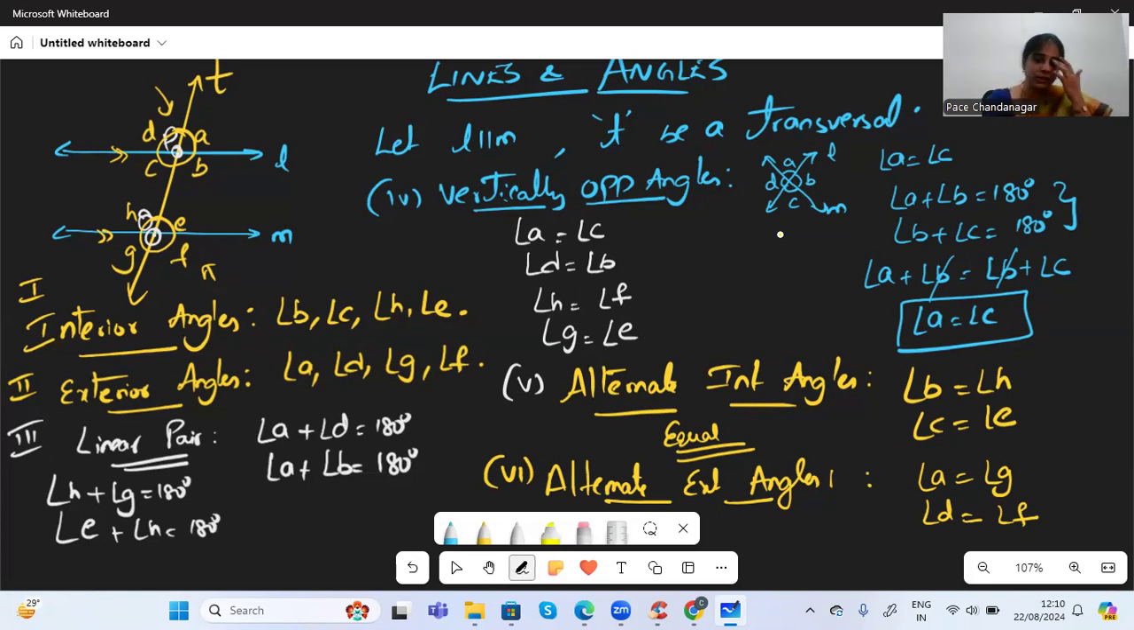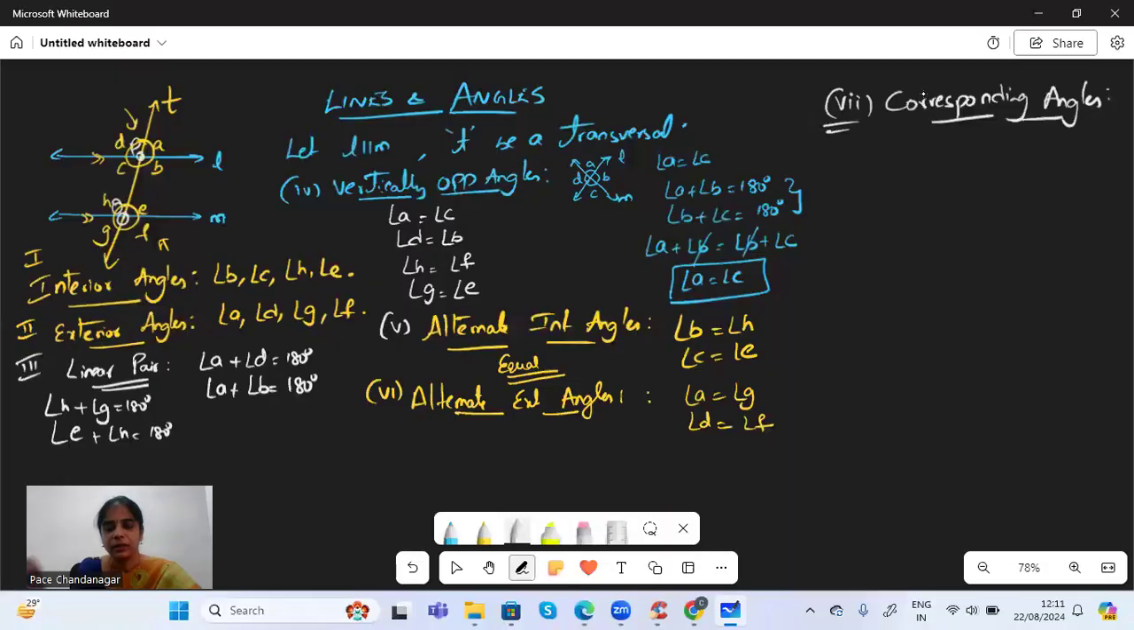Clear? So how many sets did we complete till now? We have completed 6 sets of angles, right? Now coming to the corresponding angles. What do you mean by corresponding angles? When you compare both the sets, the angles which are lying in exactly the same positions, that means top right is A there, top right is E here. So A and E will be corresponding angles.